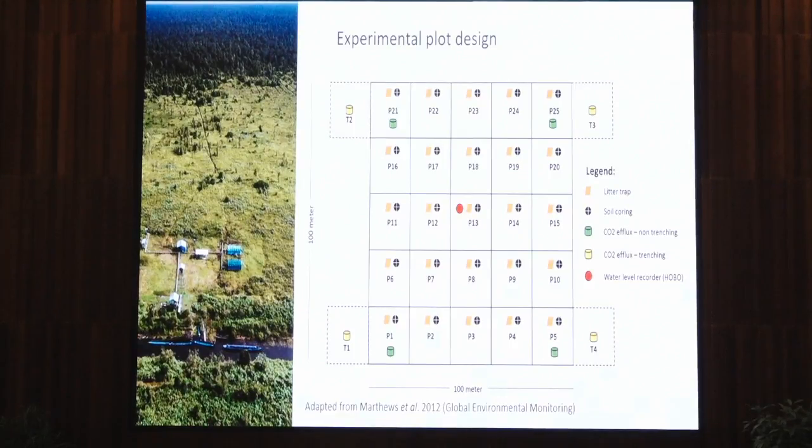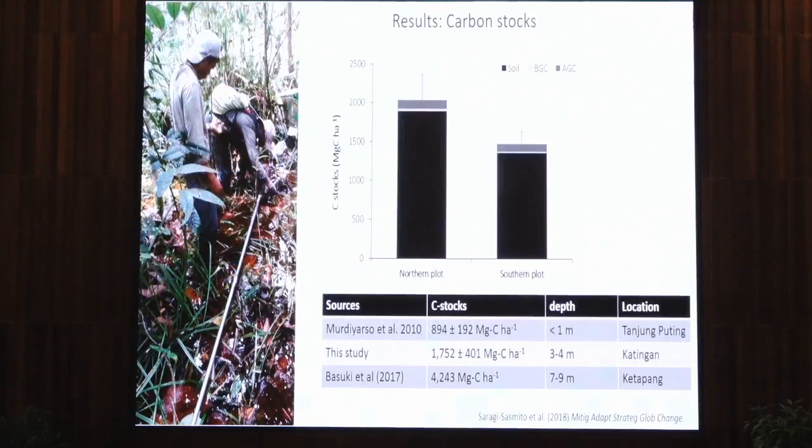This is our experimental plot design. Actually, in the forest, 2 to 5 kilometers from the canal, we do many monitoring in this area. You can see in the slide. I know Crystal already explained how to calculate and assess the carbon and flux before, so I don't want to continue more.